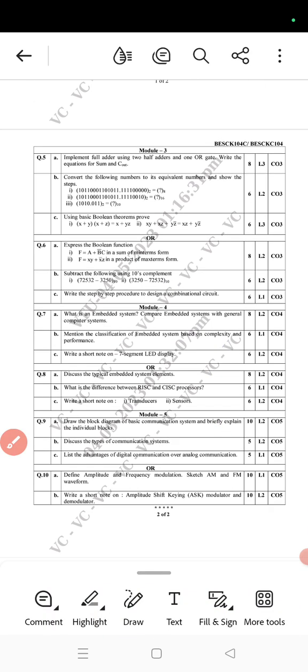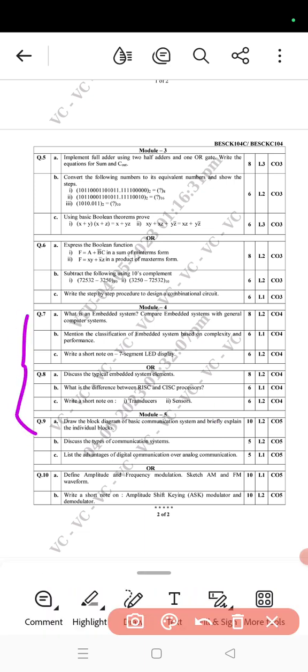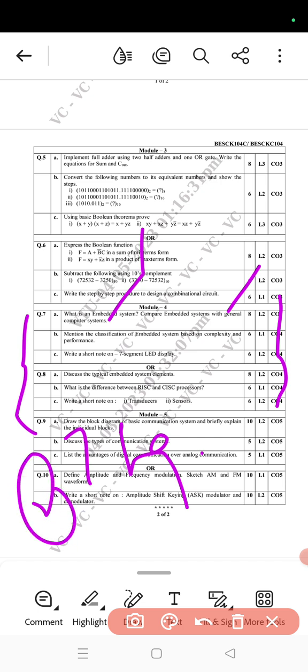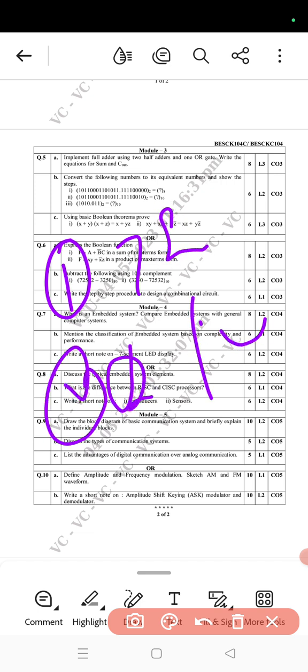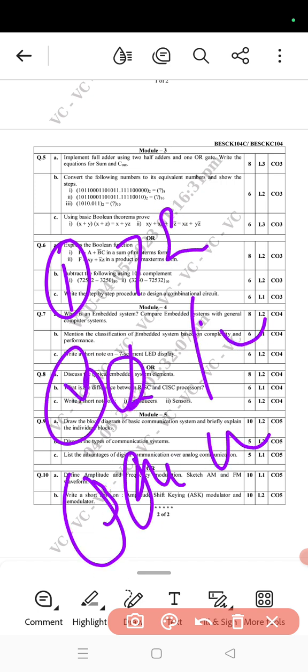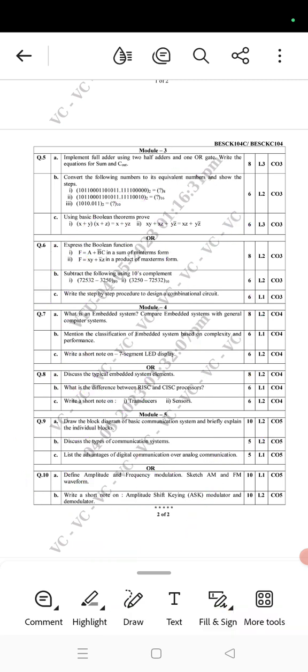Next I will go to Model number 4, questions 7 and 8. It's embedded systems. Define embedded system and classification, one problem. Then 7 segment display, one more. And the difference between RISC and CISC is very important. So I will mention: what is a 7 segment display, define embedded system and classification, and RISC and CISC. These are the 3 questions you should prefer in Model 4.